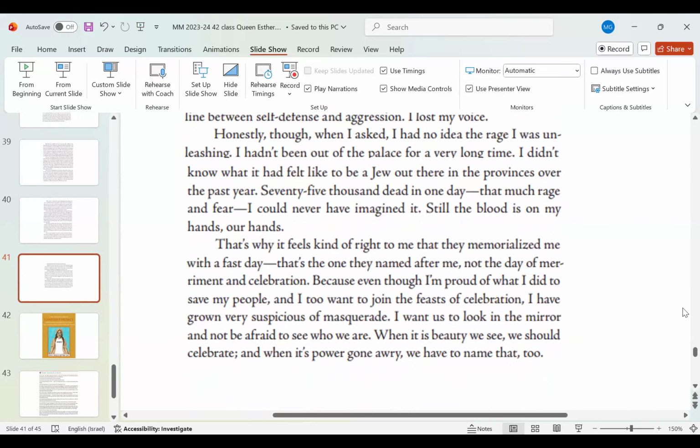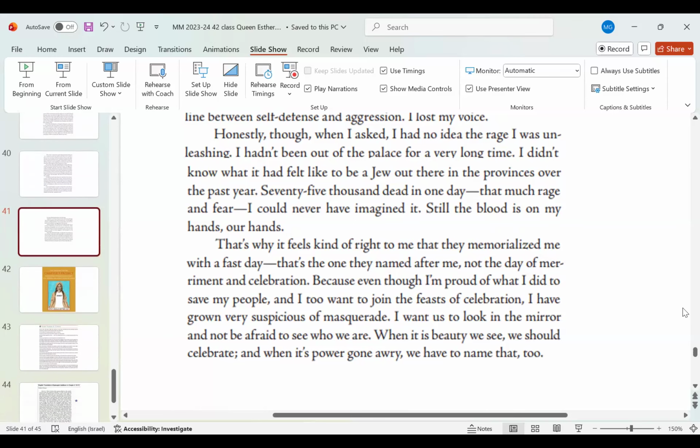That's why it feels kind of right to me that they memorialize me with a fast day. That's the one they named after me, not the day of merriment and celebration. Because even though I'm proud of what I did to save my people, and I too want to join the feast of celebration, I have grown very suspicious of masquerade. I want us to look in the mirror and not be afraid to see who we are. When it is beauty we see, we should celebrate. And when it's power gone awry, we have to name that too.